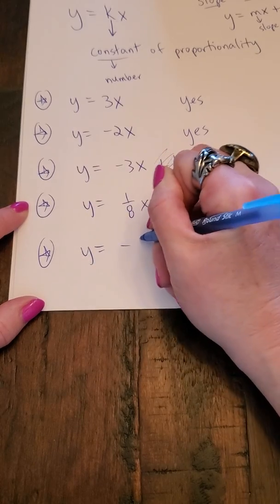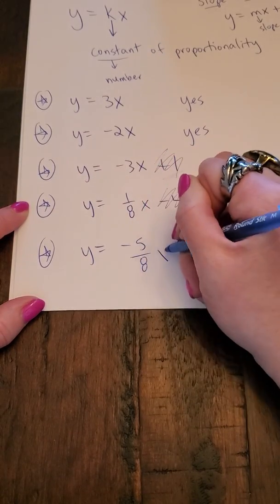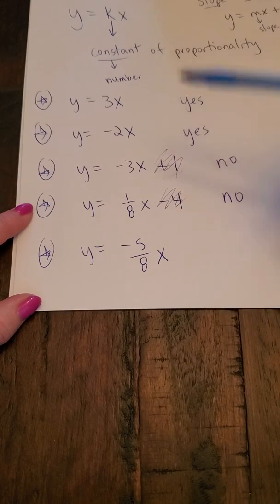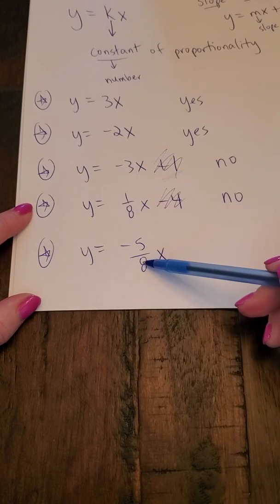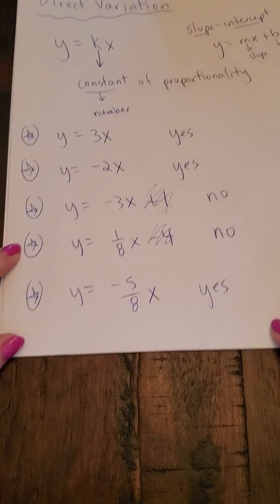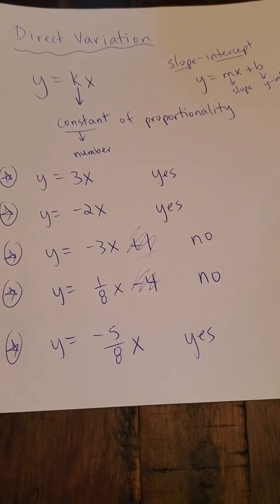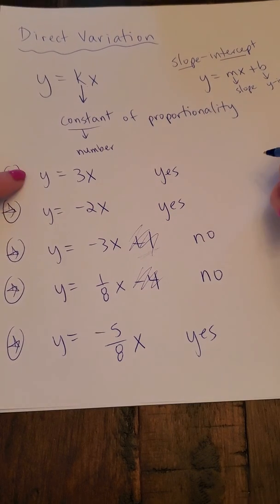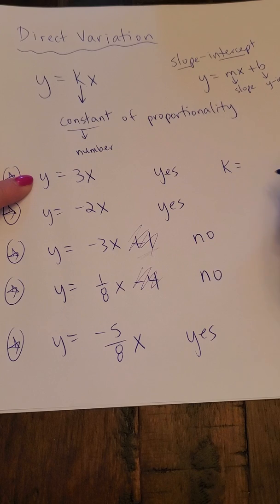Y equals -5/8 x. Is that a direct variation? Does it look like that? Yes, it does. Y equals kx. And that would be a direct variation. Now let's go back in here and try and see if we can identify the constant of proportionality. So in this one, what would k be equal to?